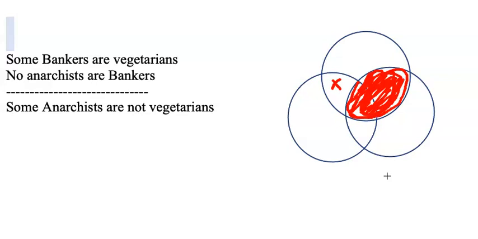But what we do to check for validity is say, is the conclusion represented? And here, the conclusion is not represented. So that means that both premises are true, but the conclusion can be false, which means that this is not a valid argument.